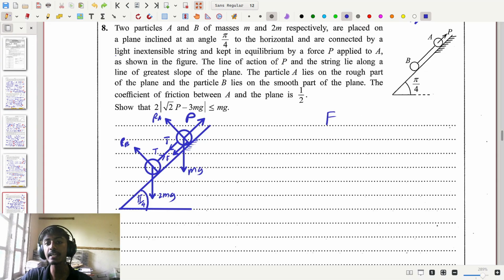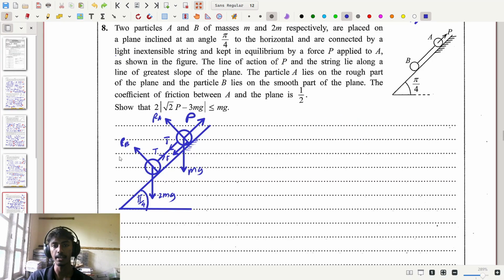However, if we get F less than 0, it means our frictional force is acting up the plane. Now in this case, as we know that frictional force F is always less than or equal to mu R, we also know that our frictional force F in this case must be less than or equal to 1/2 R. However, since we don't know the direction, it could be either less than or equal to 1/2 R in the positive direction or less than or equal to 1/2 R in the negative direction.